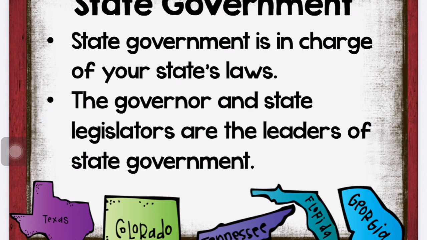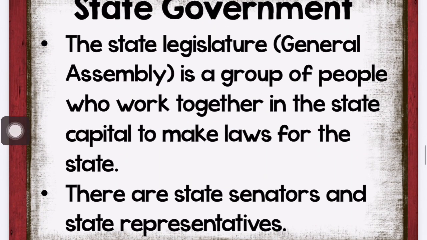The governor and state legislators are the leaders of the state government, and we're going to learn more about those two people. So the governor, this is a really big word right here, governor, that is who is in charge of our whole state government. The state legislator, which is called the General Assembly, is a group of people who work together in the state capital to make laws for the state. So there are state senators and state representatives. It's very similar to our national government. It's just on a smaller level. Instead of making laws for our whole country, they just make laws for our state.